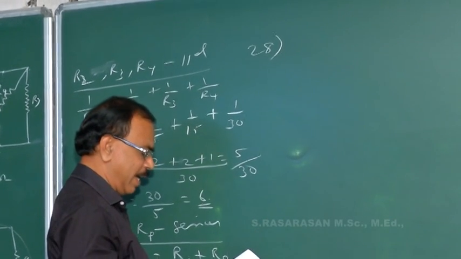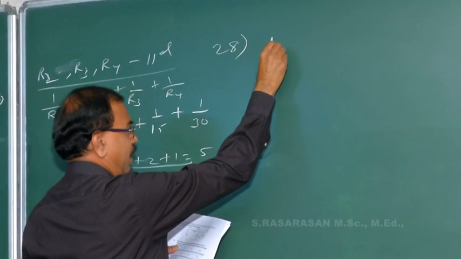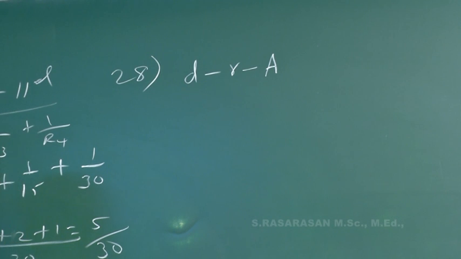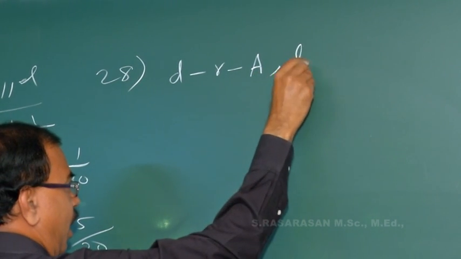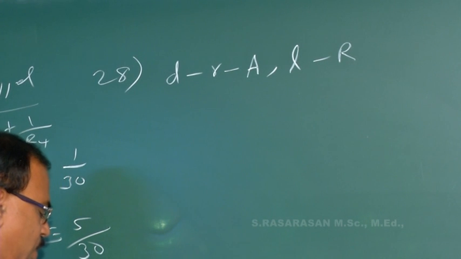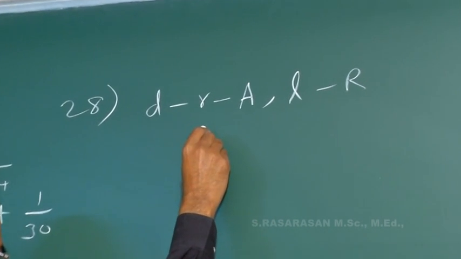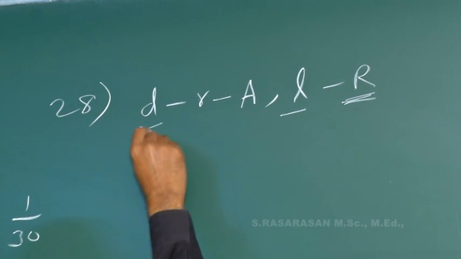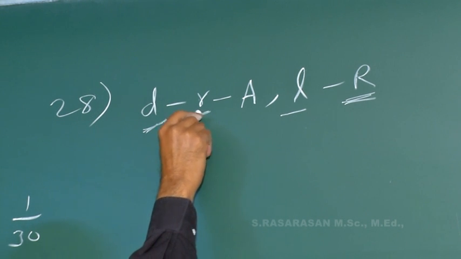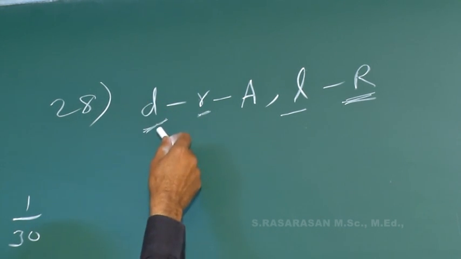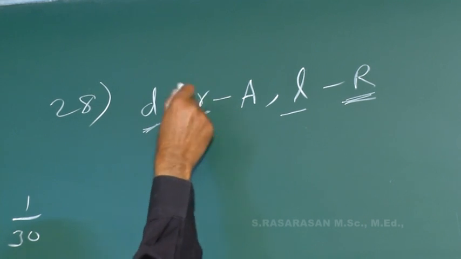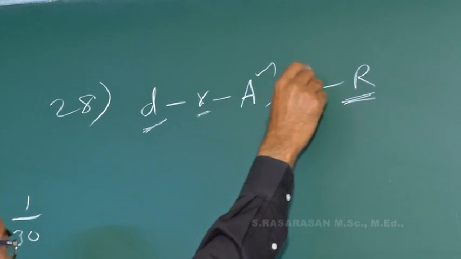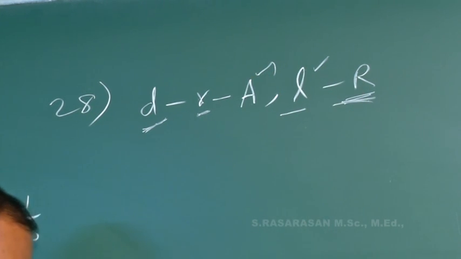The resistance of a wire of uniform diameter D, meaning radius is r, meaning cross-sectional area is pi r square, is A, and length is L, the resistance is R. Diameter is D, meaning radius r is D by 2. Pi r square is nothing but the area. So for the wire, the area is given indirectly, length is given, and resistance R is given.